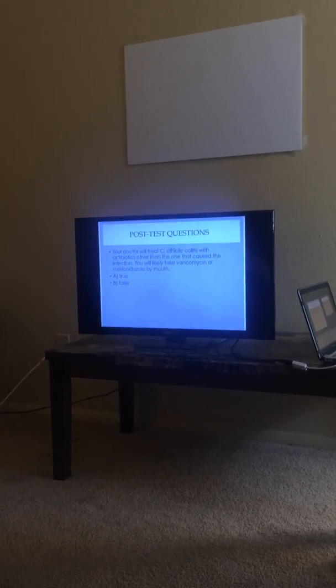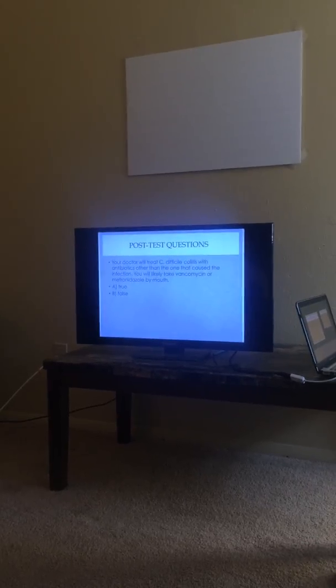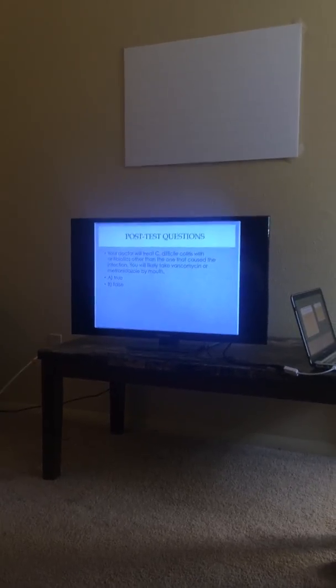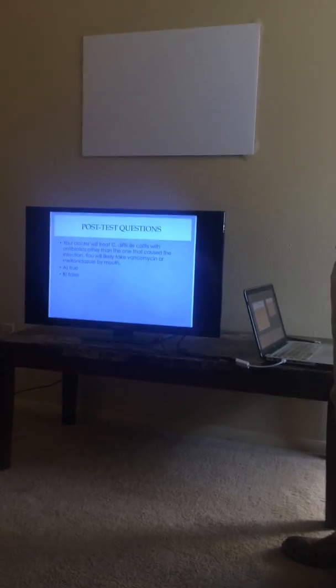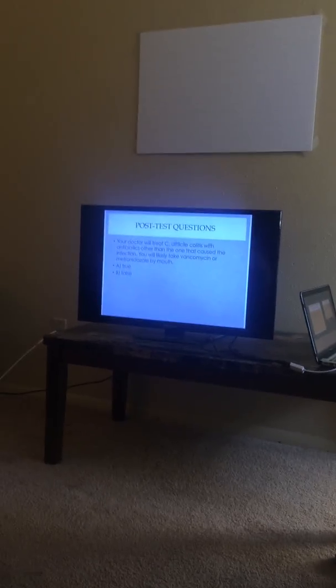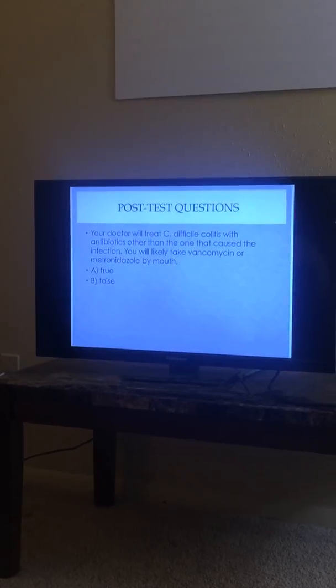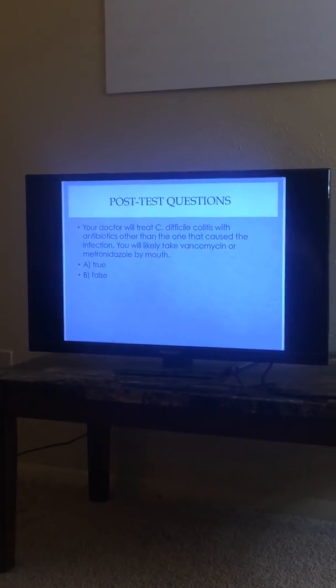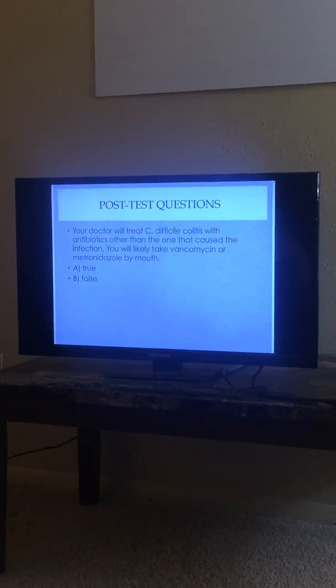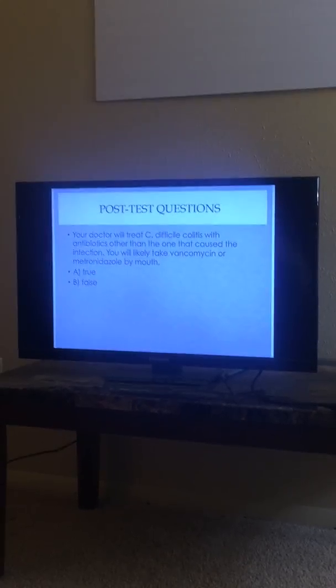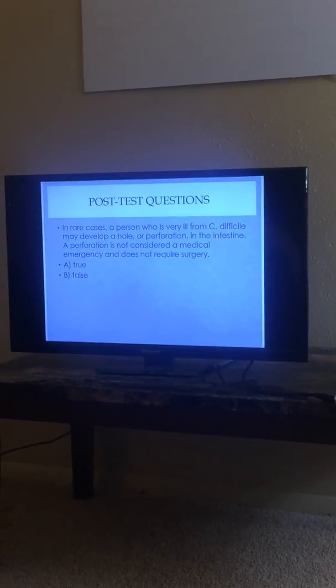Your doctor will treat C. difficile colitis with antibiotics other than the one that caused the infection. You will likely take vancomycin or metronidazole, which is Flagyl, by mouth. A. True. B. False. What you think? True. Okay. Alright. Last one.